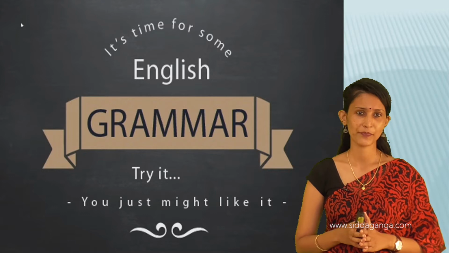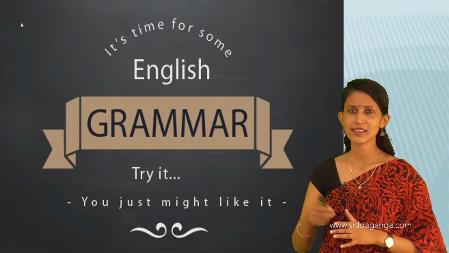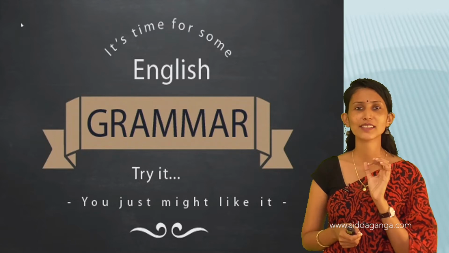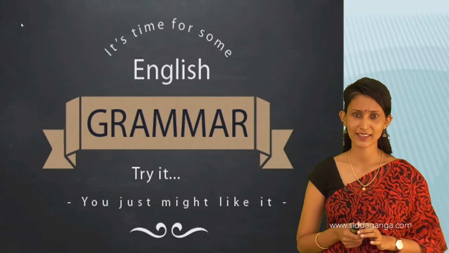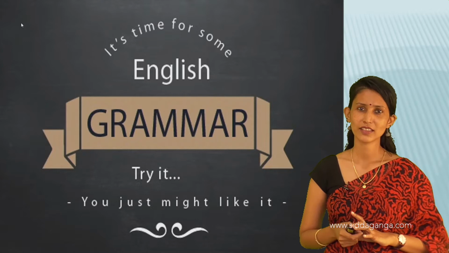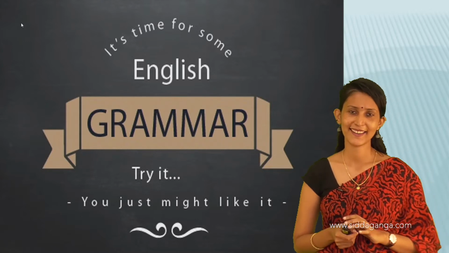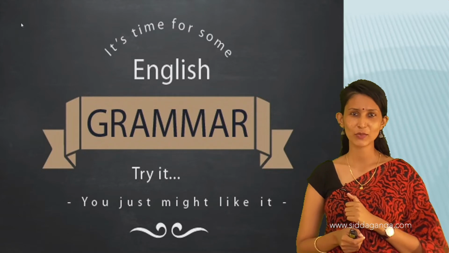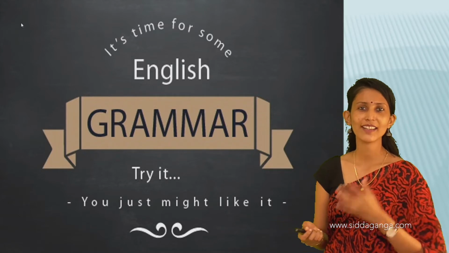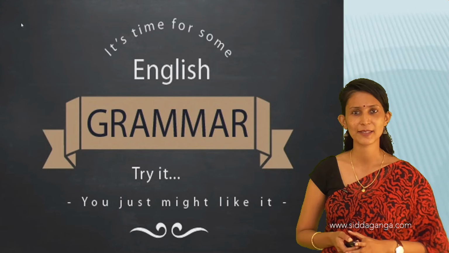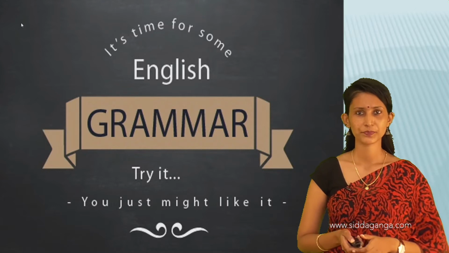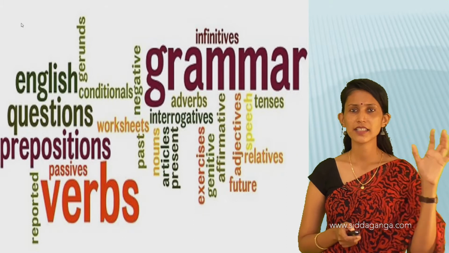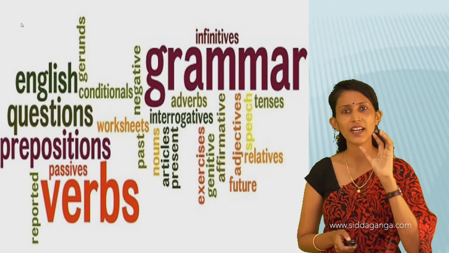So what you can see here is, it's time for some English grammar. Try it, you just might like it. Very true, isn't it? You just have to try something. Only when you try, you may like it. Just try it once. That's what it says. Just try a little bit of English grammar. You may like it. So today, we are moving on to something that deals with the 3 articles that are there.